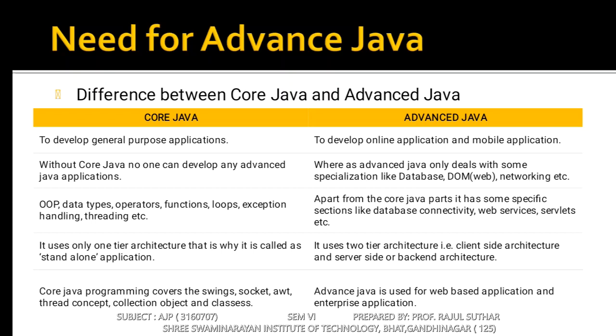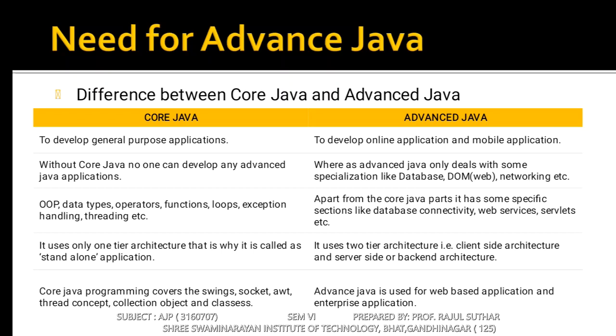So what is the need of advanced Java? Why do we require advanced Java? Here the basic difference between core Java and advanced Java is given. In core Java, we only create general purpose applications. Instead of core Java, we use advanced Java to develop online applications and mobile applications. So we move one step forward, meaning an advanced step.